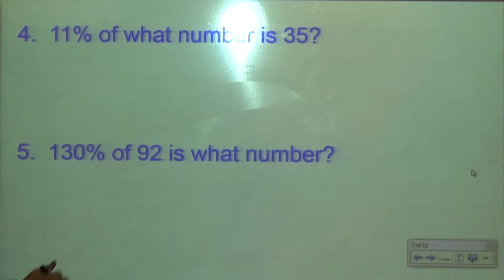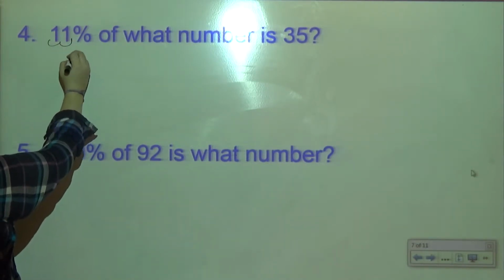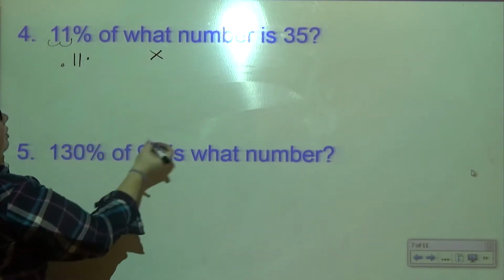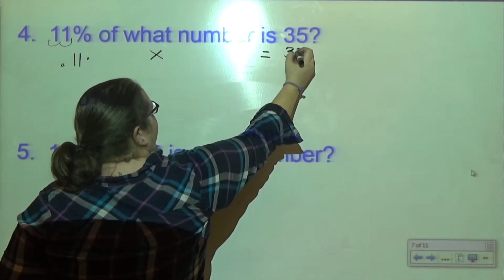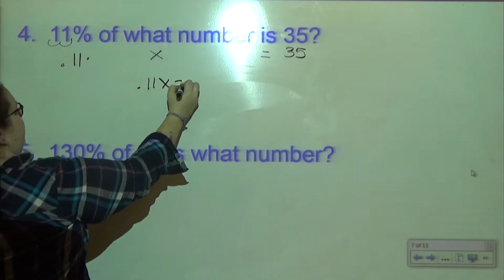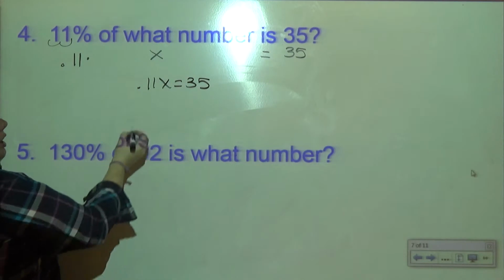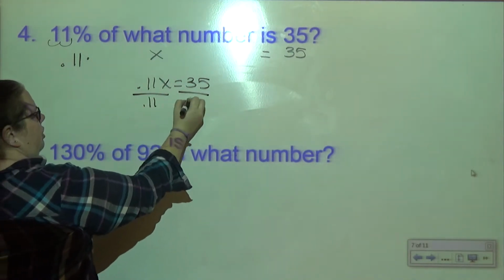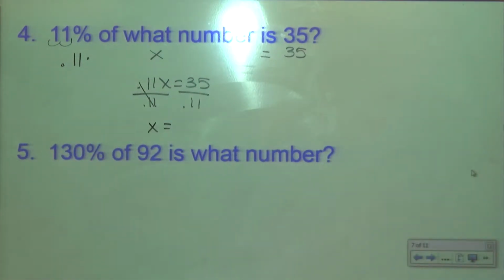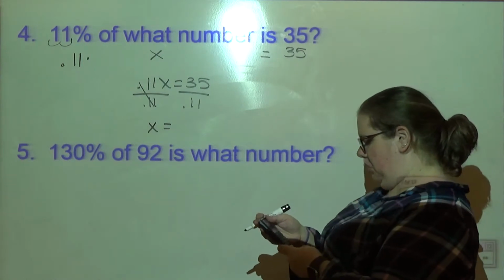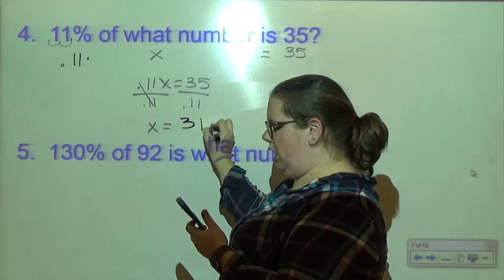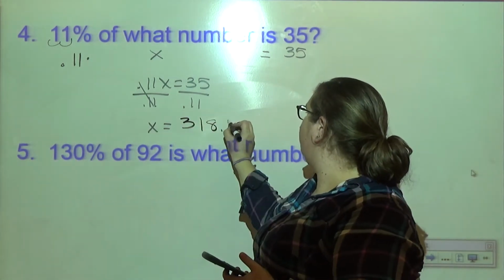Alright, 11%. So again, we turn it into a decimal, 0.11 times what number is 35. I'm going to put it together: 0.11x equals 35. Divide by your coefficient. 35 divided by 0.11 is 318.18 repeating.